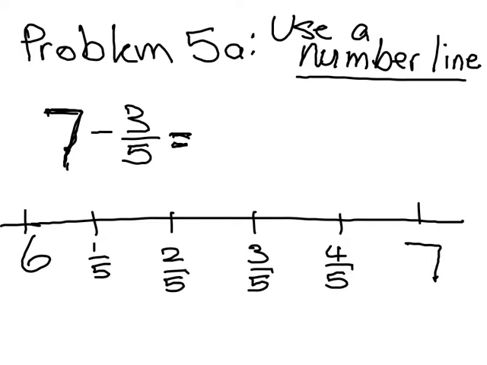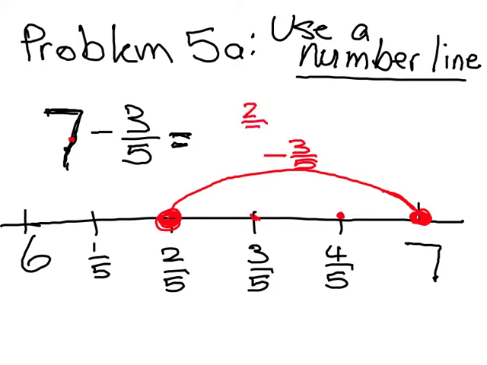So I want to start at 7. I'm going to start at 7. This is my starting point. And I'm going to take 3/5 away. So here's 1/5, 2/5, 3/5. So I'm going to take 3/5 away. This is minus 3/5. That's what I took away. And I'm going to look at what I ended up on. My answer would be here, 2/5. But remember, don't forget, we have that 6. So our answer is 6 and 2/5.